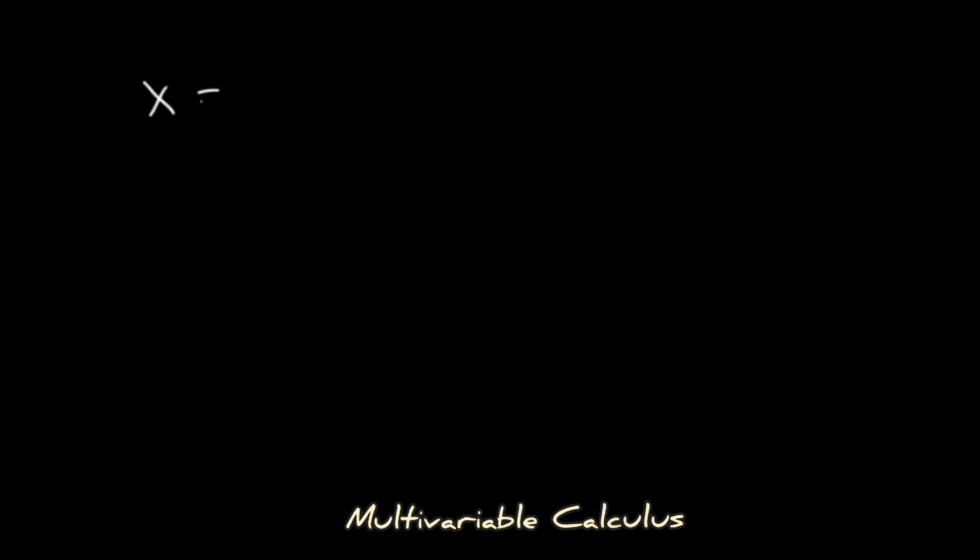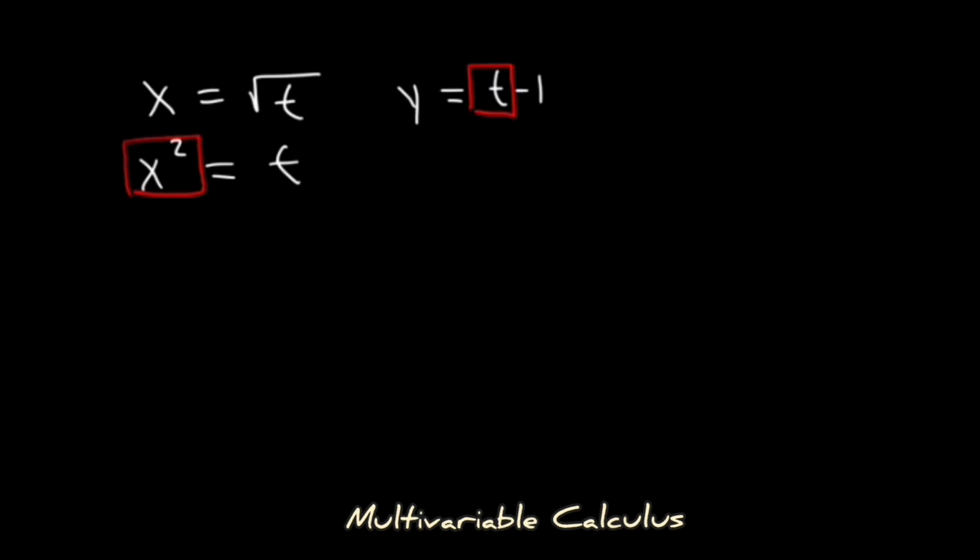Let's work on another example. Let's say that x is equal to the square root of t, and y is t minus 1. So let's eliminate the parameter. The first equation, let's square both sides. So x squared is equal to t. And let's replace t with x squared. So we can see that y is equal to x squared minus 1.